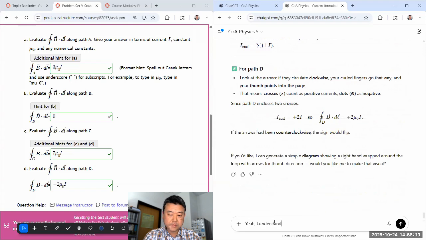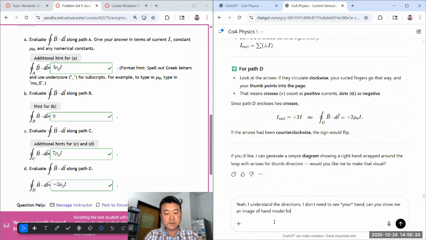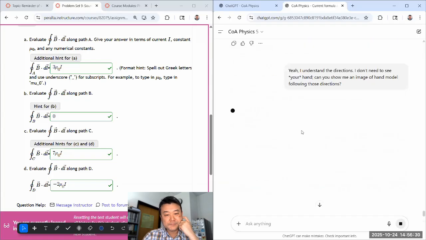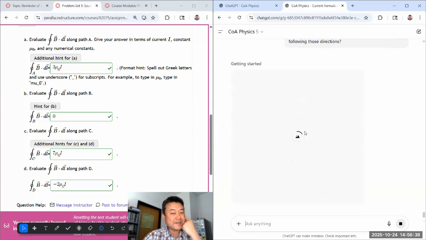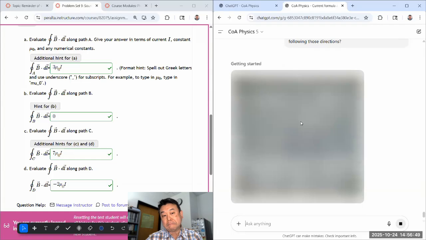Yeah, I understand the directions. I don't need to see your hand. Can you show me an image of a hand model following those directions? It might say no. And I guess what I'm trying to see is if it complies and actually gives an image, I want to see if it looks correct. I think it's gonna look incorrect because image generation goes through DALL-E, and so far DALL-E hasn't generated correct pictures for anything, at least most of the time.